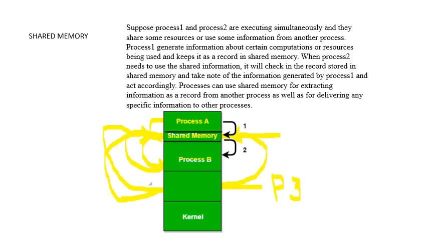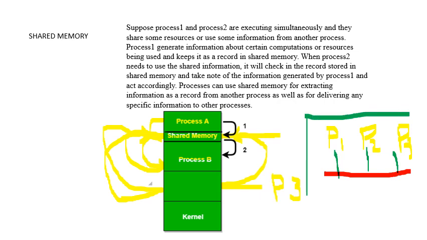This diagram can be explained in another way also. If this is the memory part, and this is process 1, this is process 2, and this is process 3, then process 1 uses the same memory, process 2 uses the same memory, and process 3 uses the same memory. This all happens within the same system.